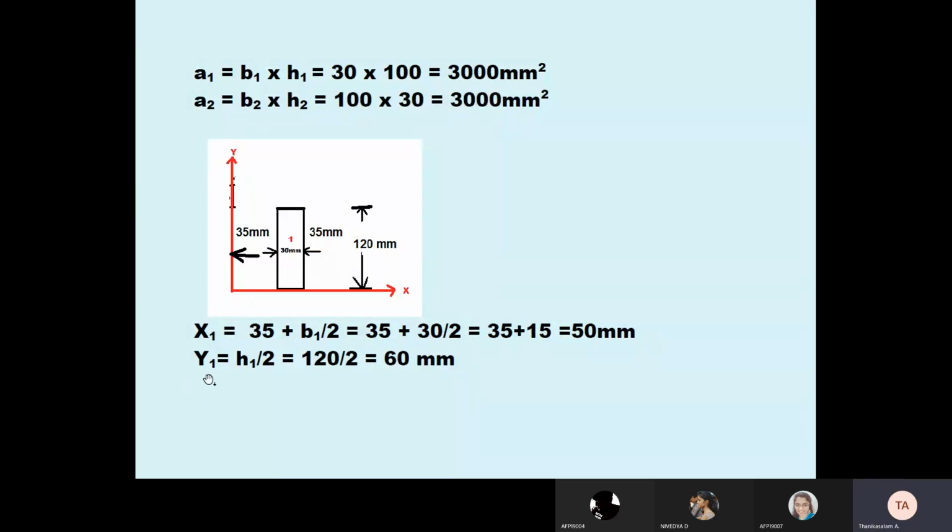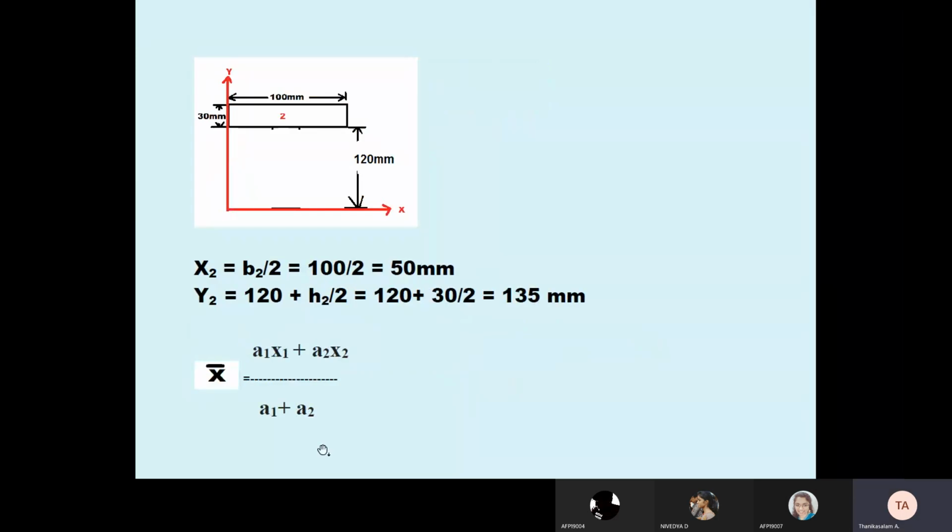Now come to y bar. What is the y bar formula? H by 2. Students, for y bar, which one is the reference axis? X axis is the reference axis. Understand, students? Now see the section touching directly on the x axis. If it is touching directly on the reference axis, you use the direct formula. Therefore, h by 2. For the rectangle, y bar is h by 2. Therefore, 120 divided by 2, 60 mm. Okay.